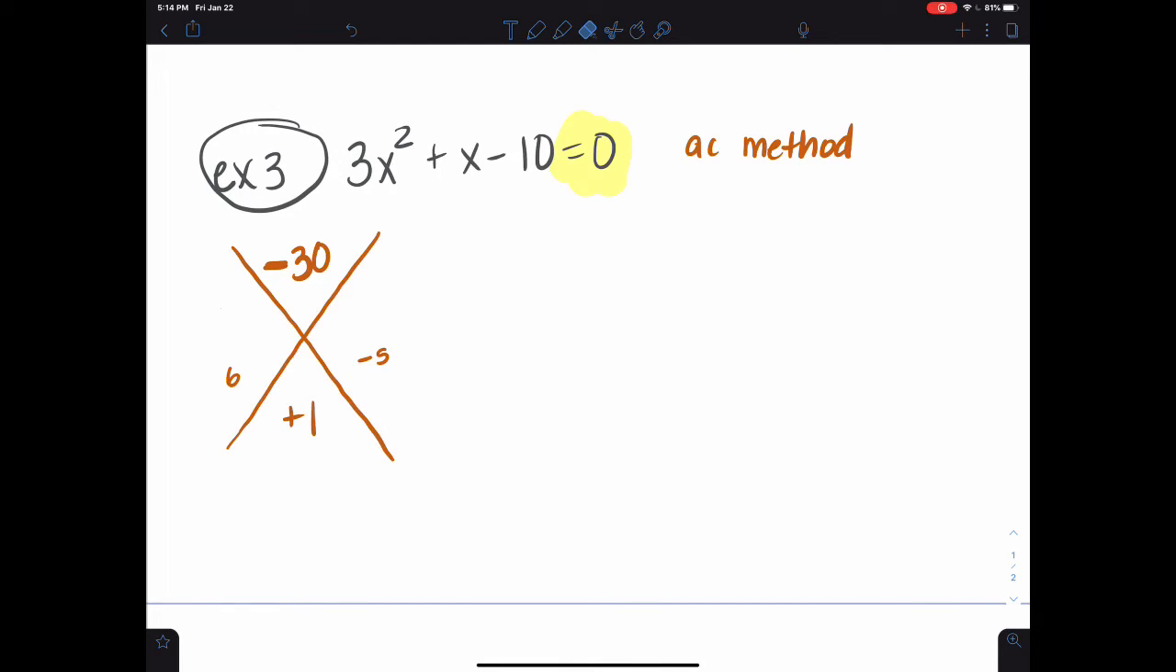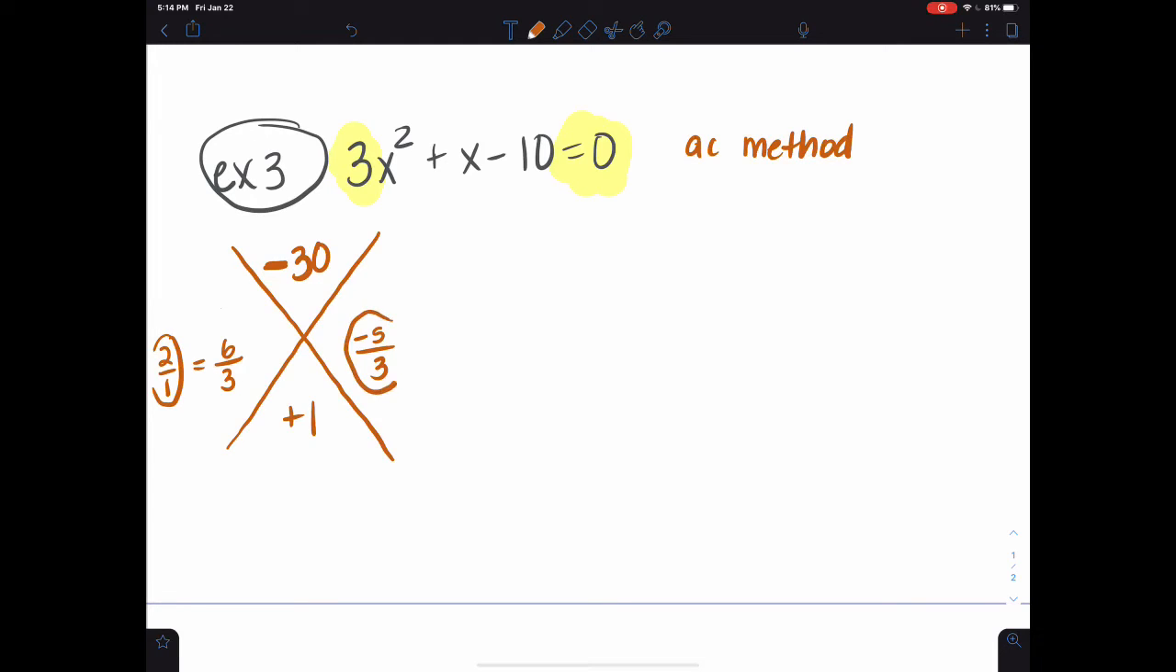Now it's important that the 5 carries the negative sign. That way, when I add positive 6 with a negative 5, I end up with this positive 1 B value. Positive 6 plus negative 5. Now our A value was a 3. So I need to make sure that I divide that A value back in, simplifying when I can.